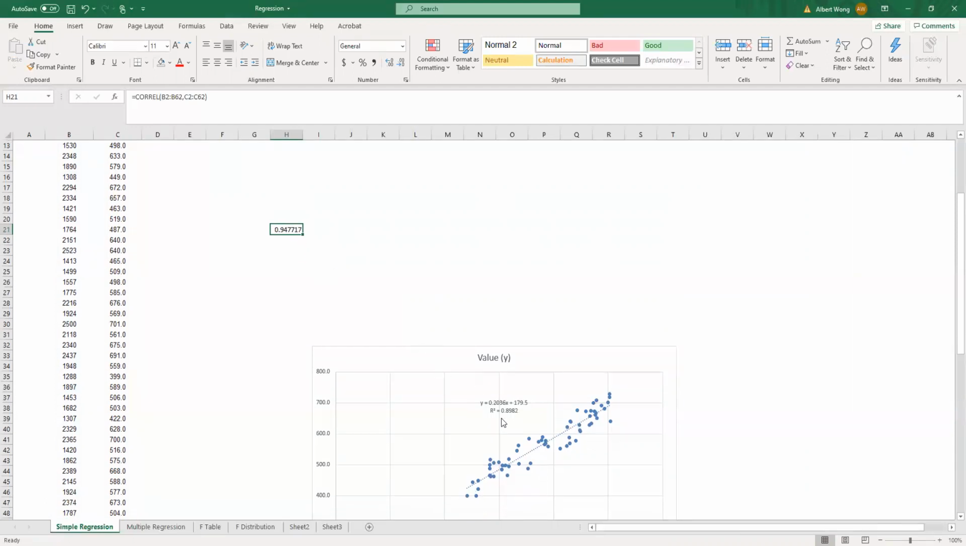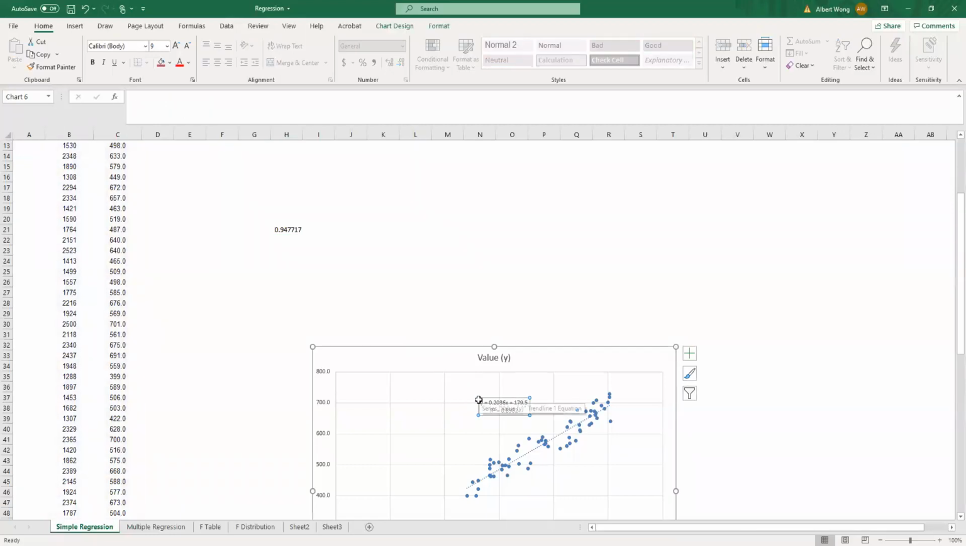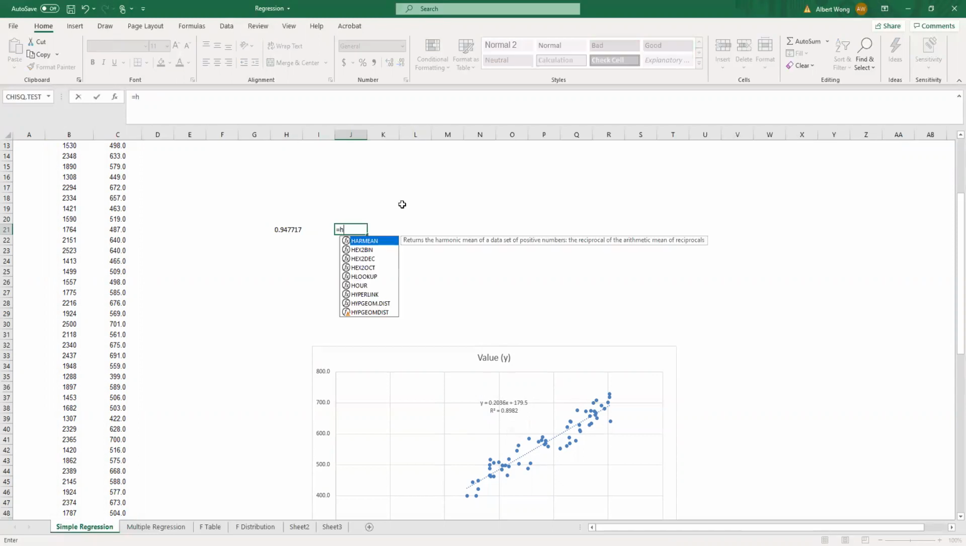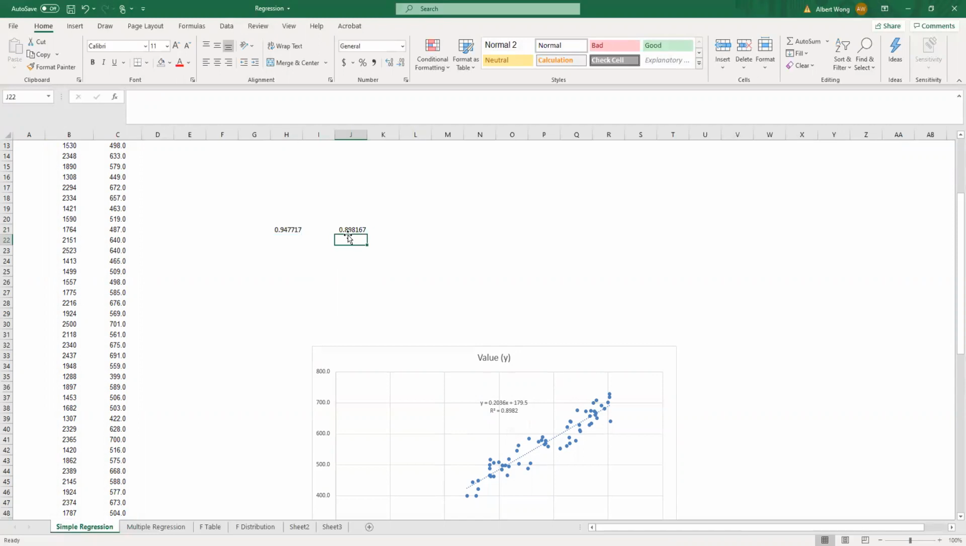Now, in the graph, as we did, we actually can produce R squared. R squared is 0.8982. R squared is nothing but the square of the correlation coefficient. So if you take this number, H21, and you square it by multiplying it by itself, H21, you should have 0.8982, which is exactly what the number is here. So the question is, why would we use this number also? Well, this number has a particular interpretation.